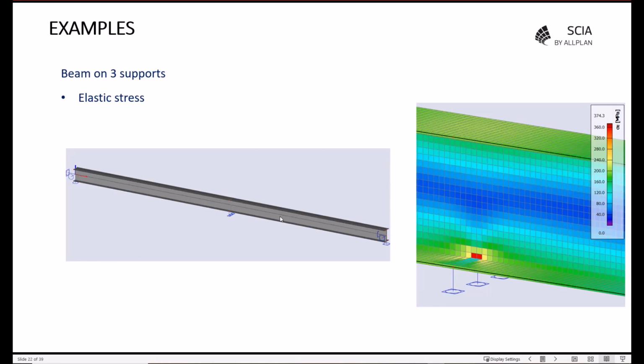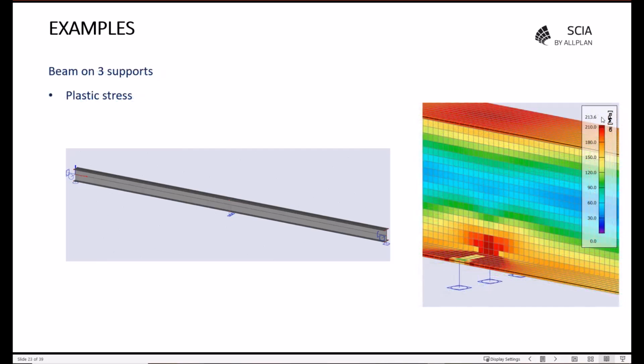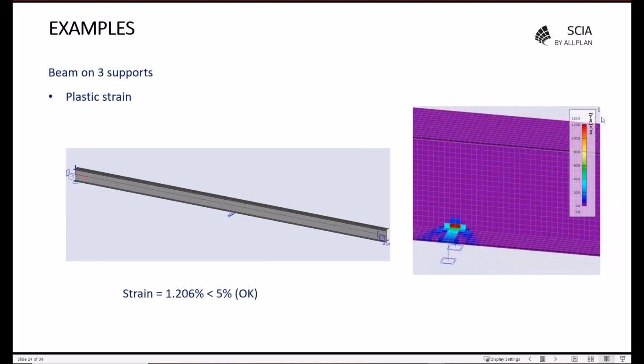To sum up, I go back to the presentation. So we've seen that we have defined a beam on three supports using the 2D elements. And for the elastic stresses, we have a value of 374.3 megapascal. For the plastic stresses, we have 213.6, which is equal to the limit that we've defined in the material properties. And for the plastic strain, we've obtained 1.2%, which is lower than 5%, so it's okay.